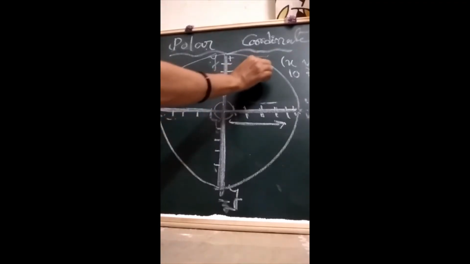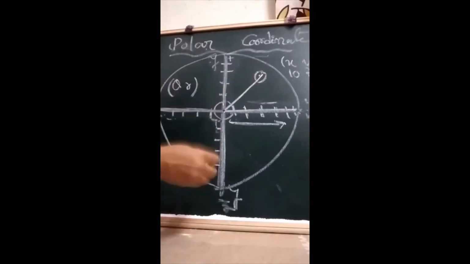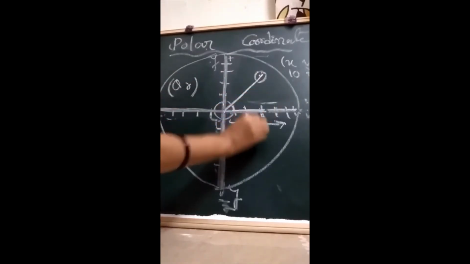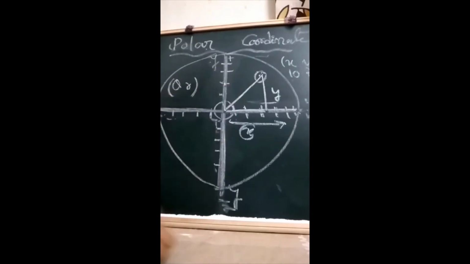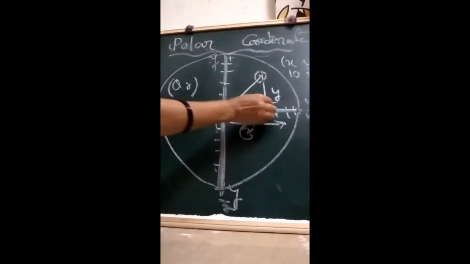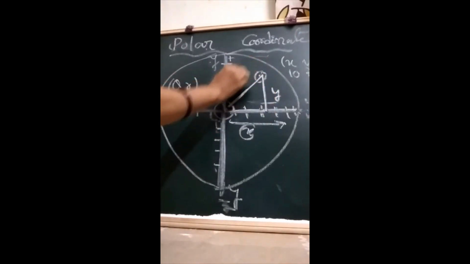Suppose you draw this line. This is the x value, and this is the y value. This line represents that value. You have to find out the r value.